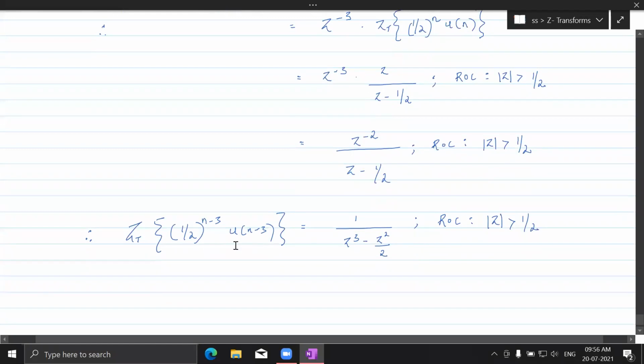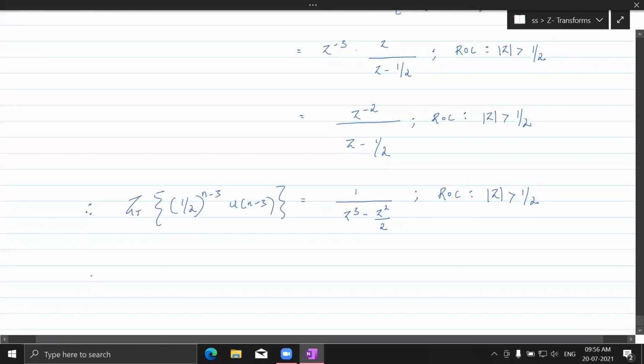Now what we need to do? We need to obtain n. We have to have n here. If we have n here, what would happen is the question. Therefore, there is an 8. Let's write that 8 here, 1 by 8. Then n, half to the power n minus 3 u of n minus 3.